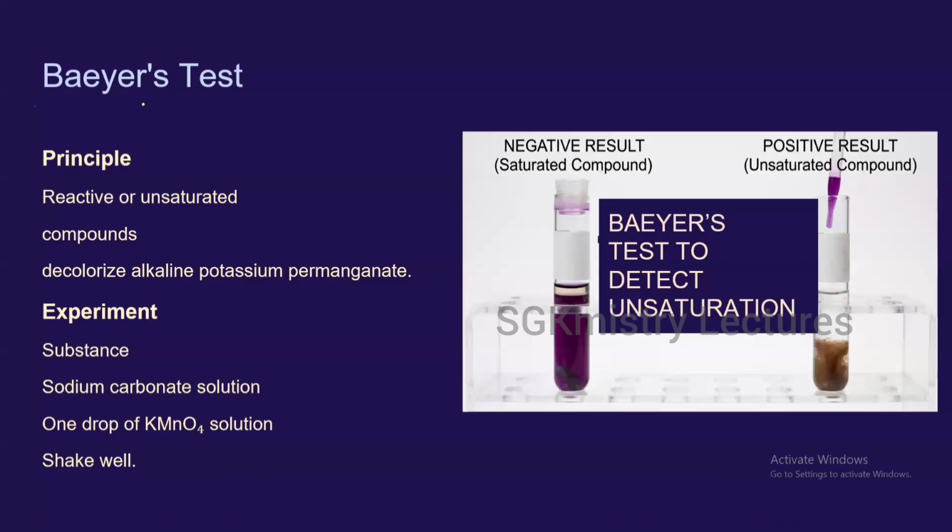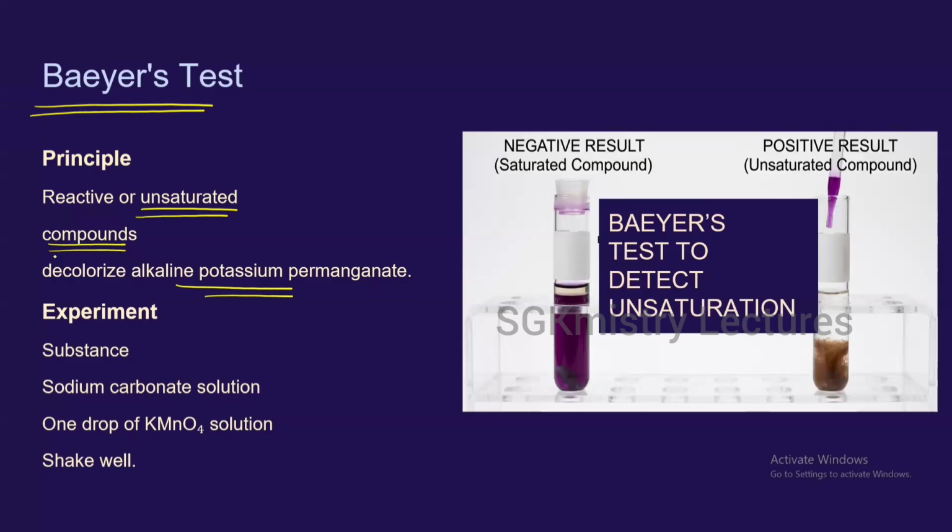Okay, so next is Bayer's test. This is also a very important preliminary test. Here we are going to identify if the given compound has saturation or unsaturation. Mainly, if unsaturated compounds have been given to you, they decolorize the alkaline potassium permanganate, the reagent that is added during this test. If there is decolorization, that is the positive result in Bayer's test. Based on that, you can easily identify that the given sample has unsaturation.